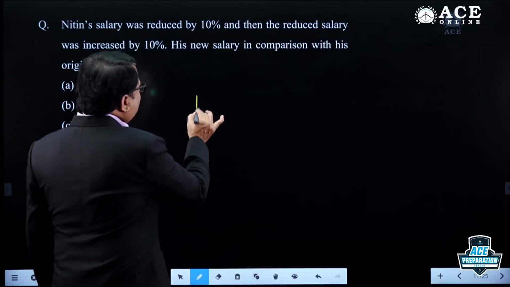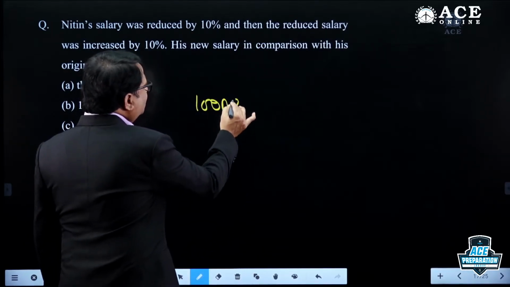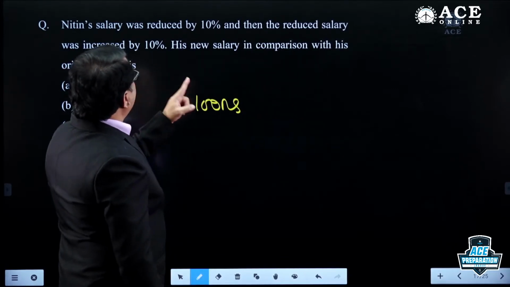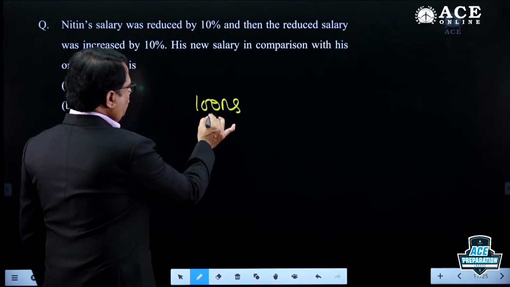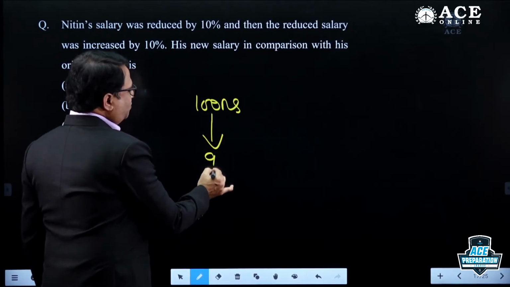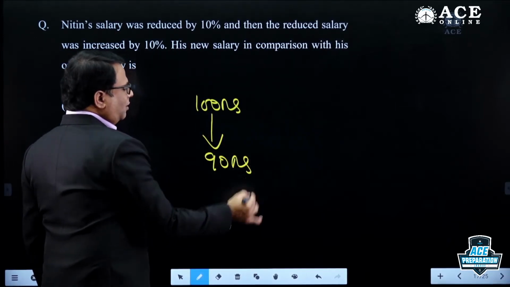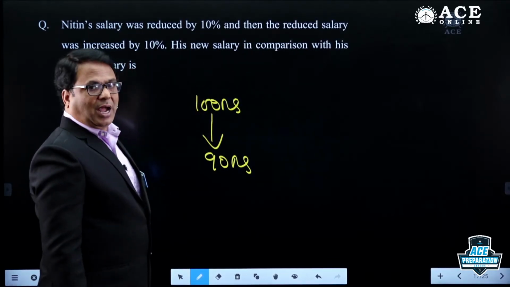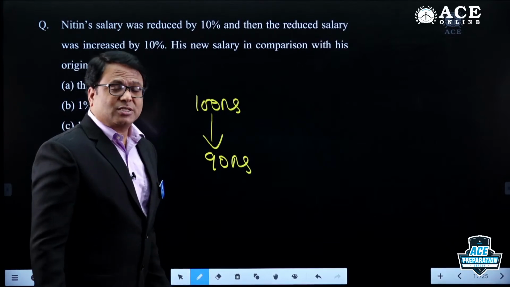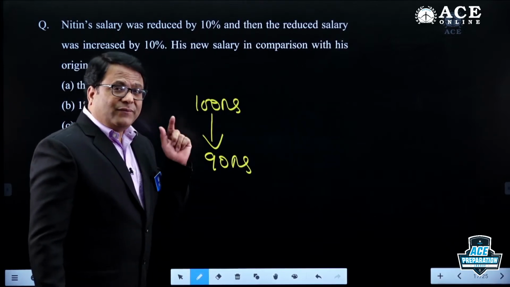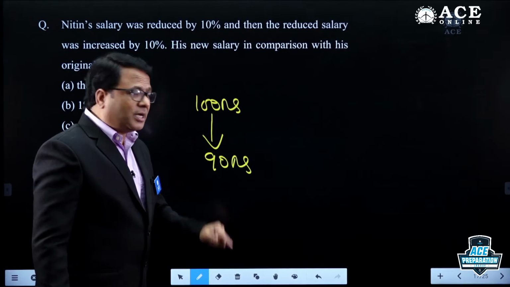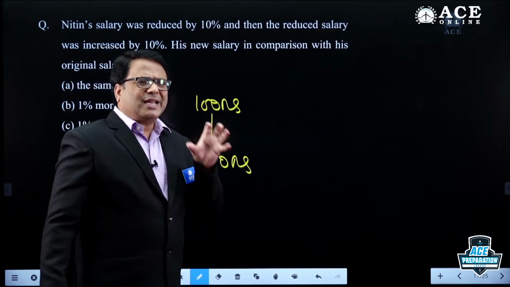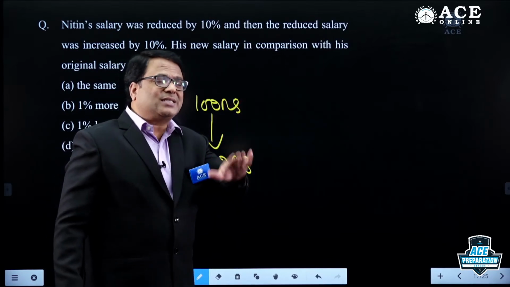Now here we go for assumptions. I assume his original salary is 100 rupees. So first it is reduced by 10%. So 100 rupees has been made 90 rupees. First it is decreased by 10%, so 100 is made 90. After that, again it is increased by 10%. And the second time, the increase of 10% is not on 100, it is on 90, because it's an example of successive decrease and increase.